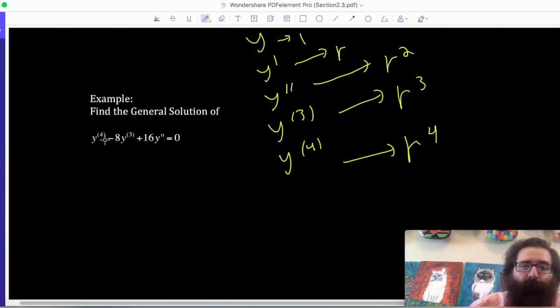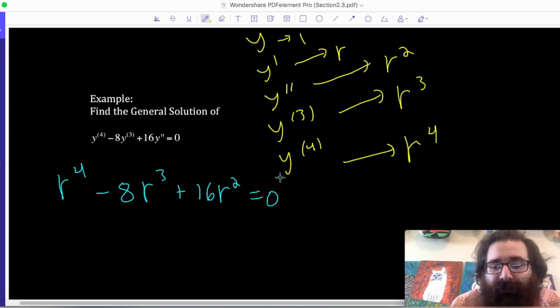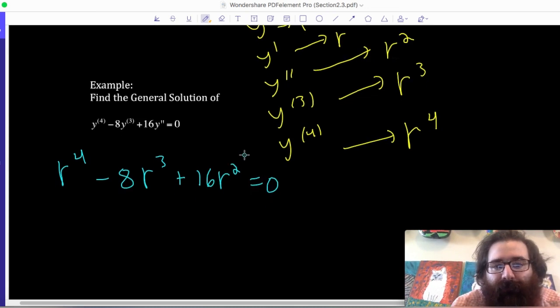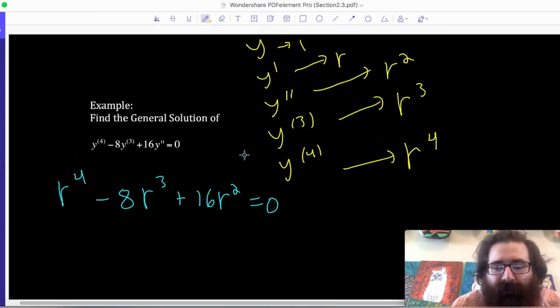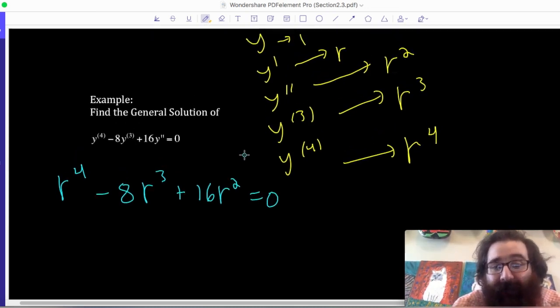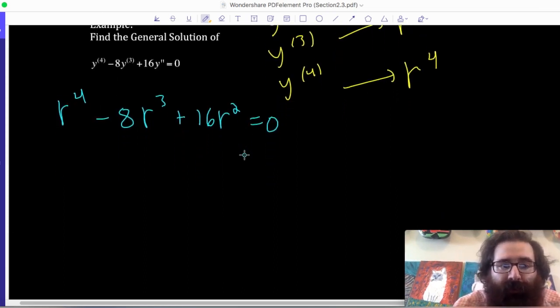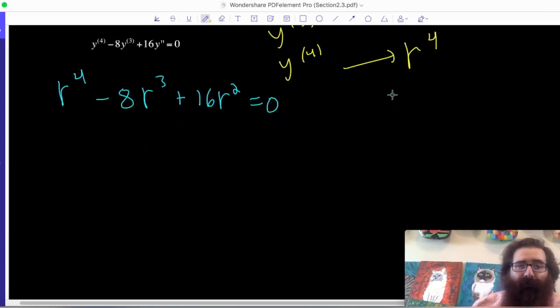And this allows me to go directly from the differential equation into the characteristic equation. So this y's fourth order derivative, that's going to be r to the fourth, minus 8 times y's third order derivative, that's r cubed, plus 16y double prime, that's going to give me 16r squared equals 0. Now, this of course neglects all of the interesting things that we talked about at the beginning, but we probably don't want to write y equals e to the rx and differentiate it over and over again every single time. So this is a way that we can move to the characteristic equation pretty quickly.